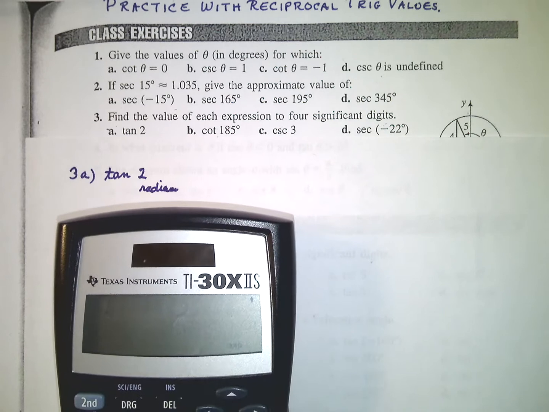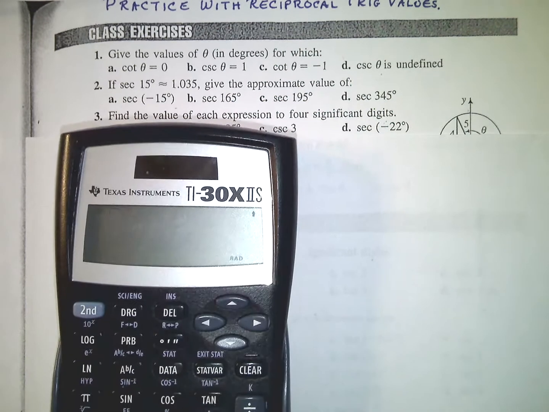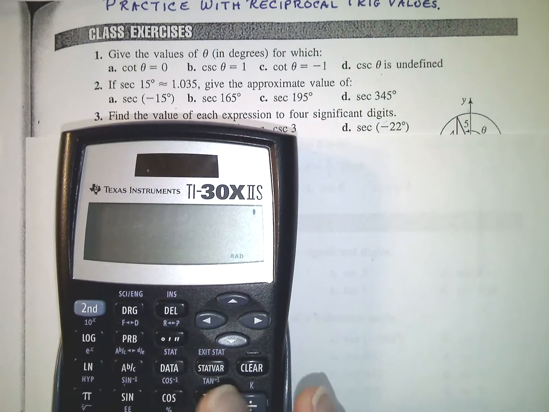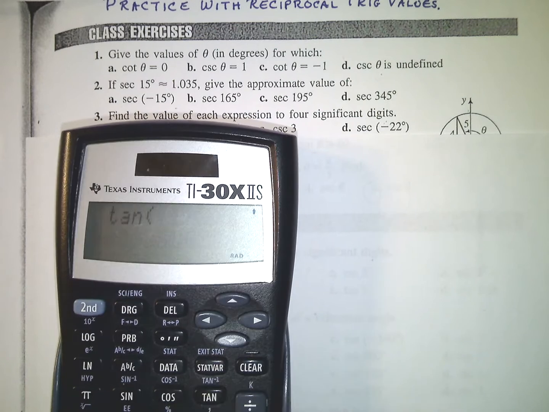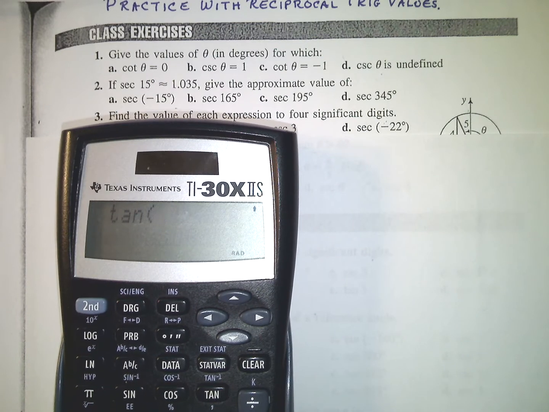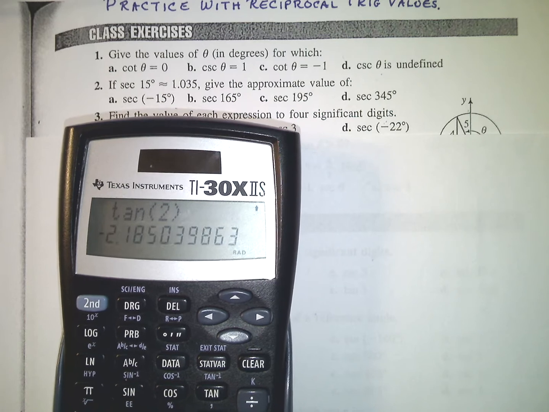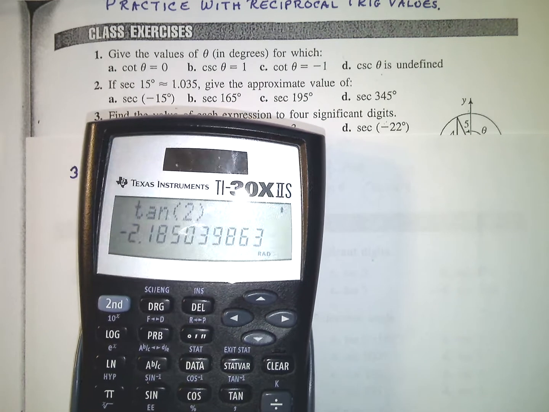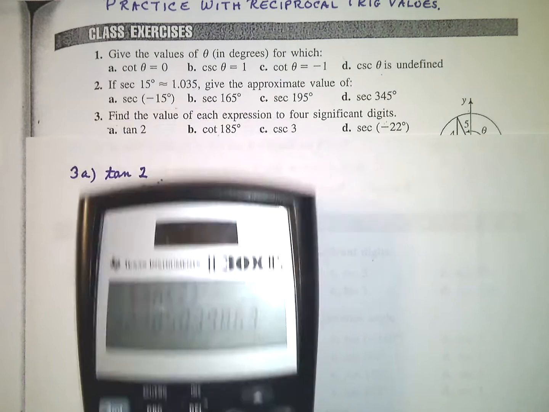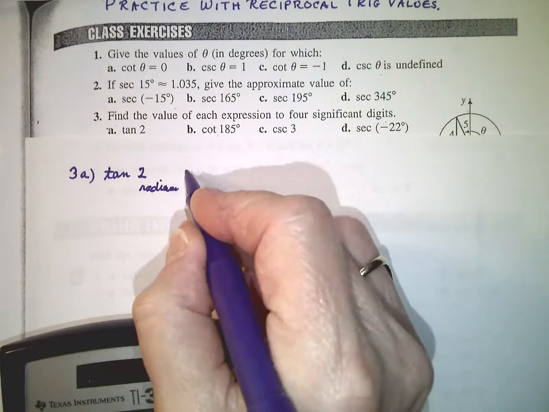And we're just going to literally type in the tangent of 2. It's not a reciprocal one this time, this is just tangent of 2 radians, close parentheses, enter. So that says negative 2.185.